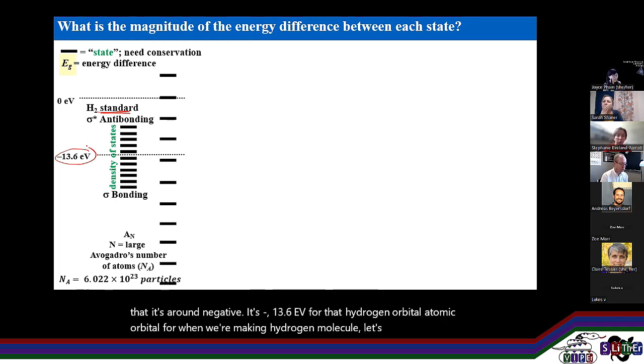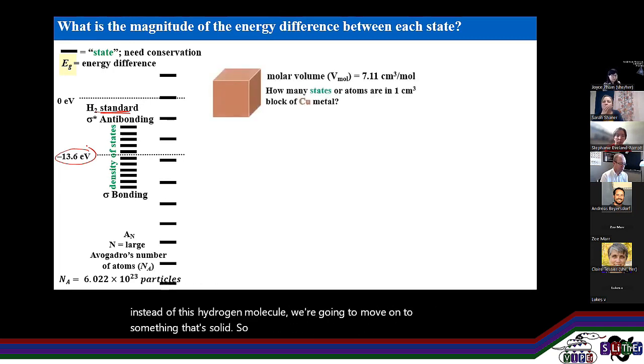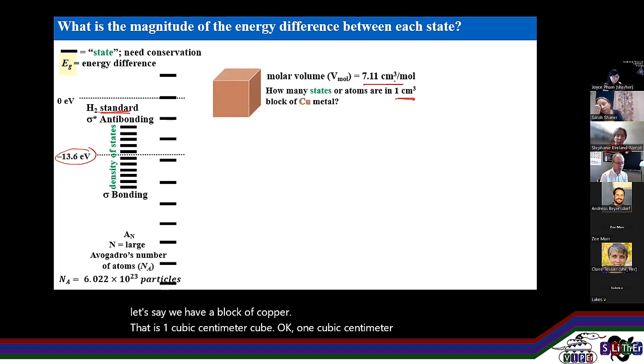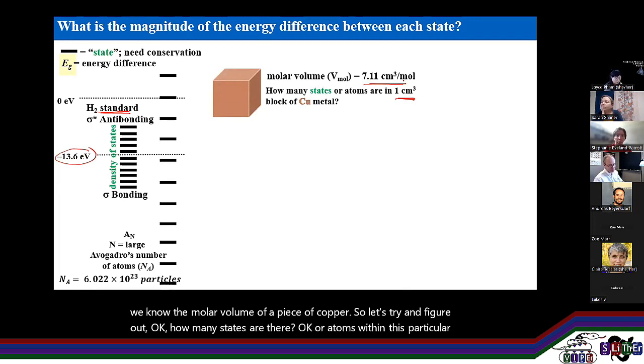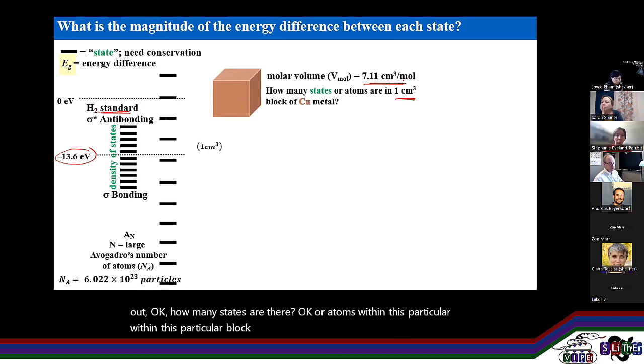Let's say now, instead of this hydrogen molecule, we move on to something that's solid. Copper, for instance. Copper is metallic. It's solid, okay? And so let's say we have a block of copper that is 1 cubic centimeter. We know the molar volume of copper, so let's try and figure out how many states, or atoms, there are within this particular block of metal. And this is where Gen Chem comes in. You can introduce this to Gen Chem students.